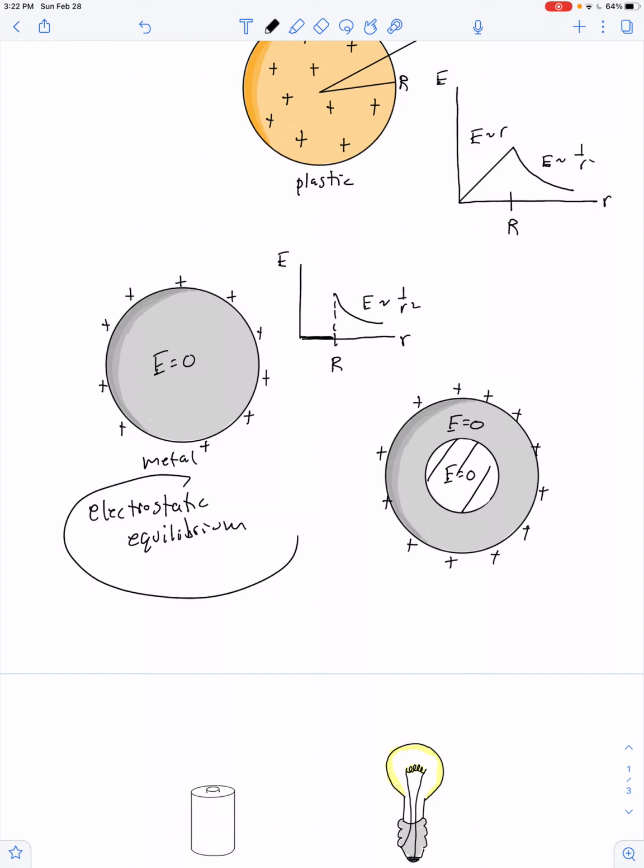So one of the key features of conductors that reach electrostatic equilibrium is that the electric field at points inside is 0.